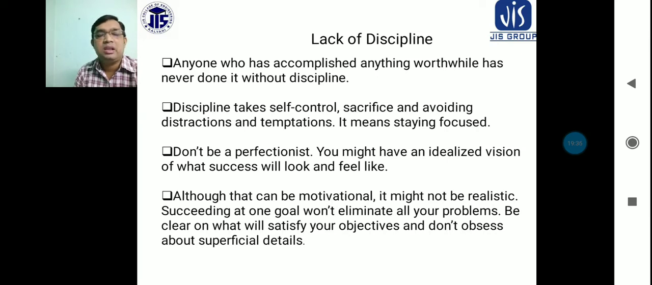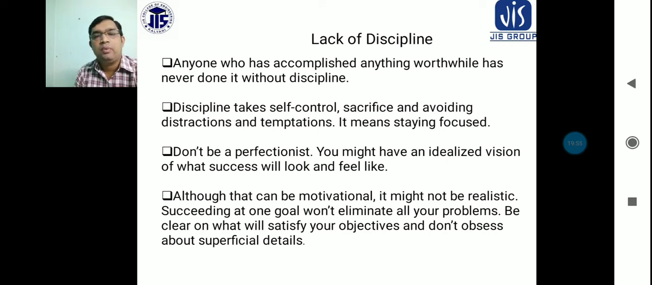It means staying focused. You always have to focus on your job, and during your student life, focus on your education. When your working life starts, you always have to focus on your job.